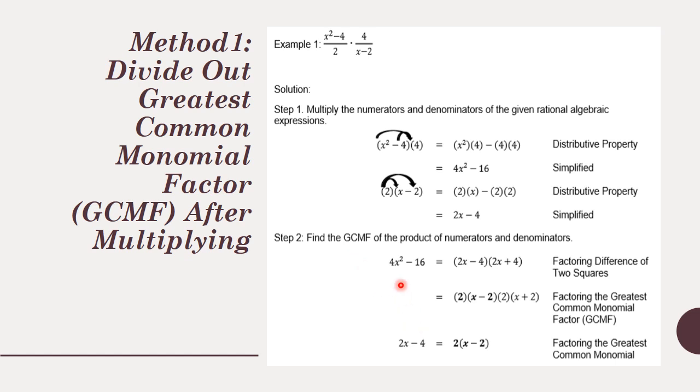Same procedure in the denominator. We have the denominator of 2x minus 4. The rational algebraic expression is equal to 2 times x minus 2. So we factor it out, factoring the greatest common monomial factor.